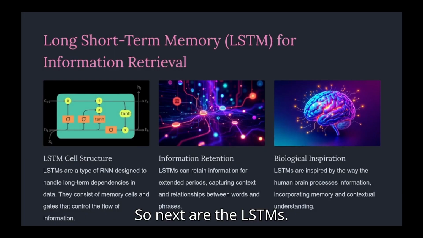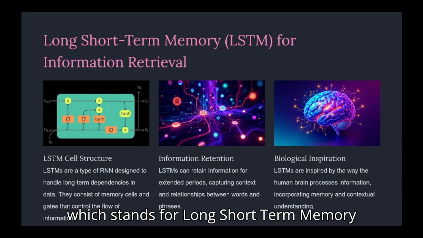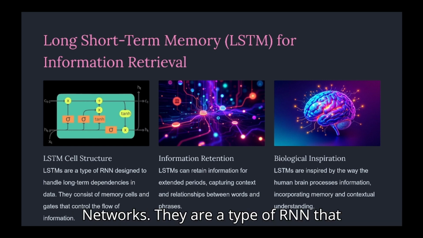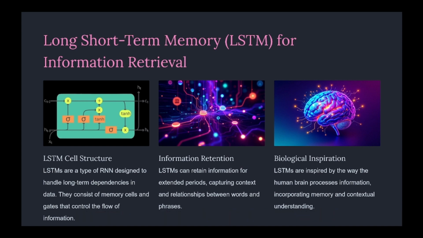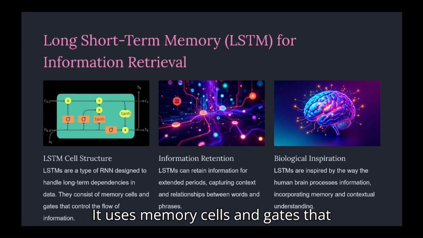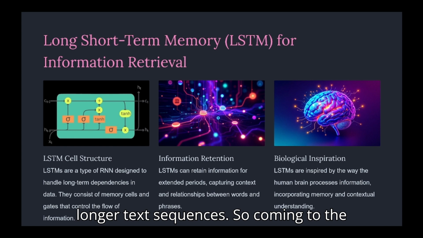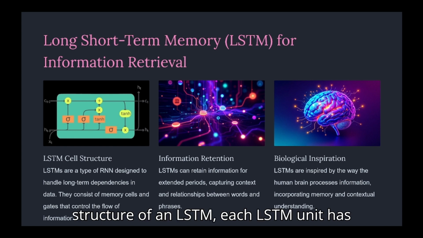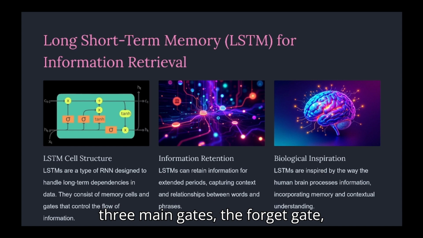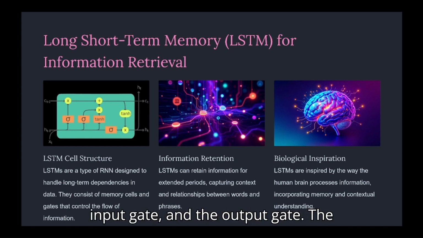So next are the LSTMs, which stands for long short-term memory networks. They are a type of RNN that address the vanishing gradient problem. It uses memory cells and gates that decide what information to keep or forget, helping retain context over longer text sequences. So coming to the structure of an LSTM, each LSTM unit has three main gates: the forget gate, input gate, and the output gate.